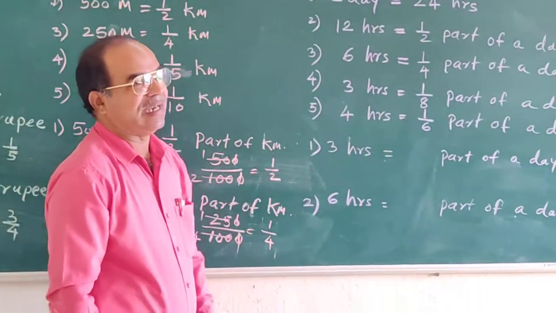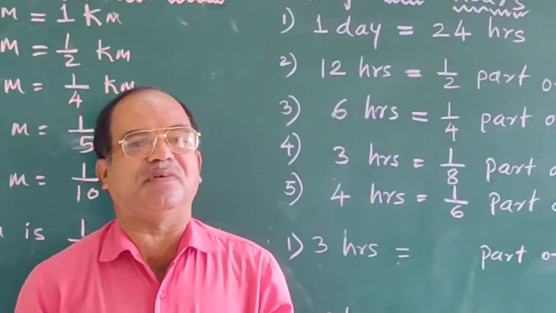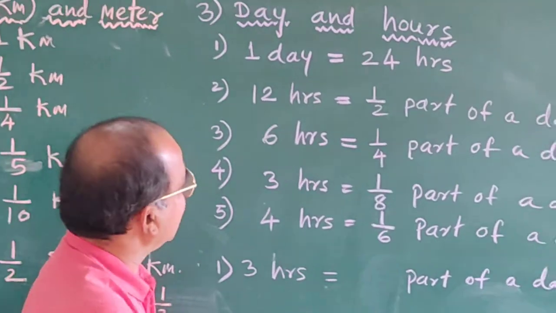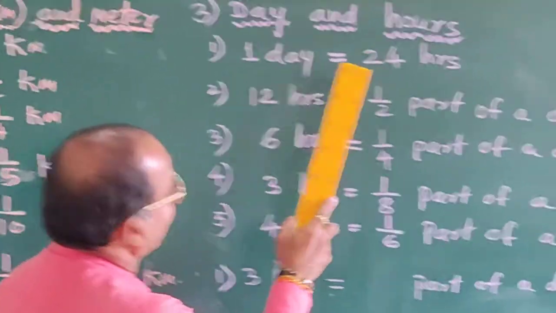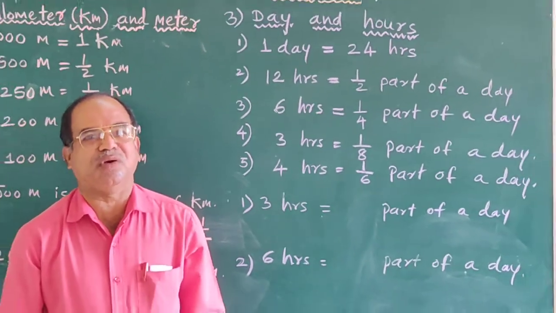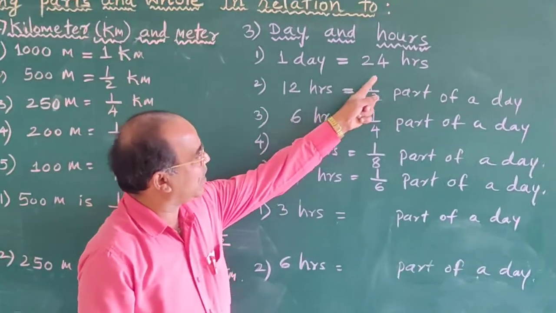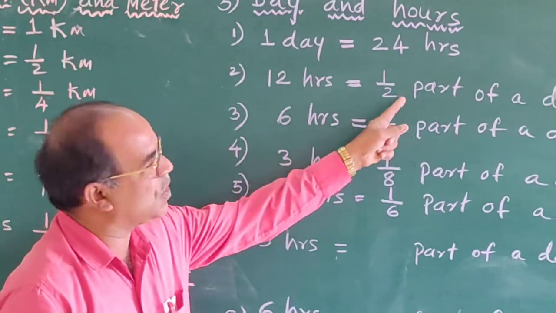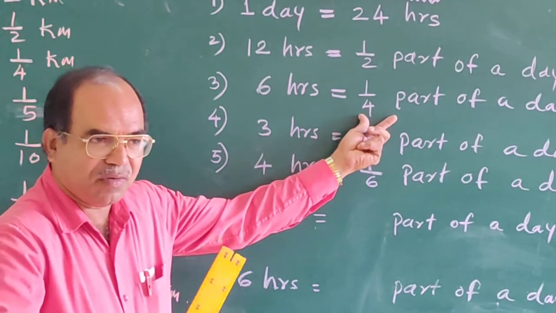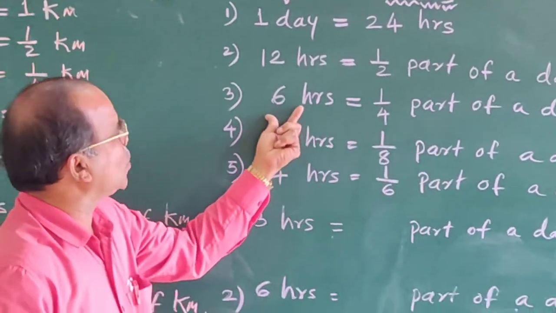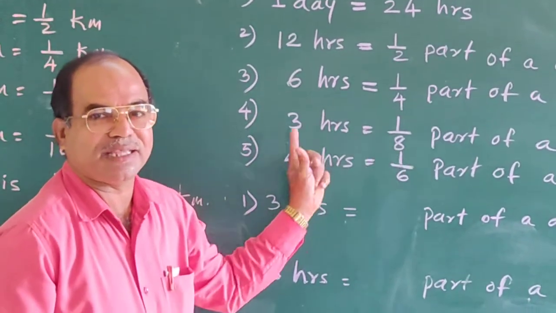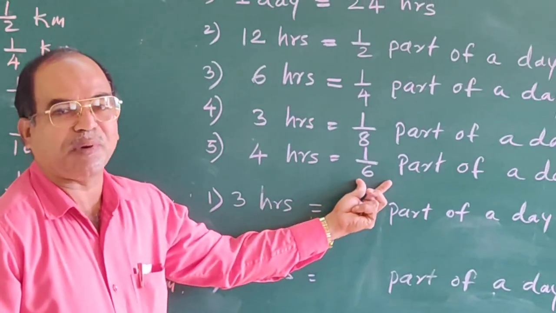Now we will discuss day and hours, because most of our activity we do during the day hours. First, this also you know: one day is equal to how many hours? 24 hours. Yes, that also you learned in the fourth standard. That means 12 hours is equal to half day. Then 6 hours means 1/4 part, because 6 four times is 24. 3 hours means 1/8 part, 8 threes are 24. Then 4 hours means 1/6 part.